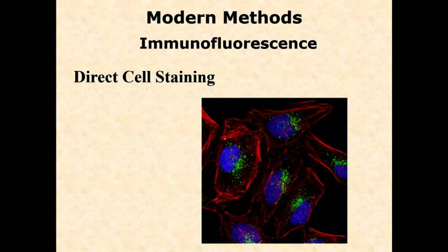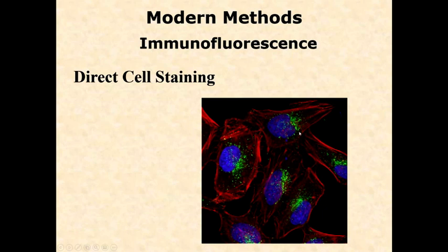So in this one, we've got three direct cell staining things going on. We've got DAPI labeling the nuclei there in this blue color. We've got a reagent that recognizes actin and binds to actin, so we see the cytoskeleton, and that's labeled in red. And then we have mitochondria here labeled in green.